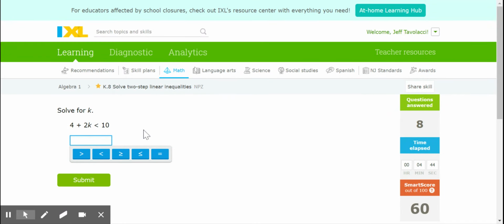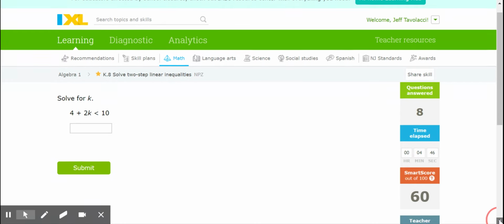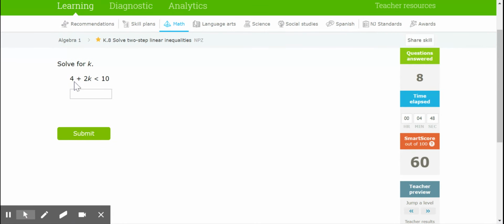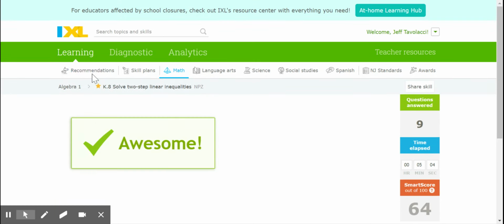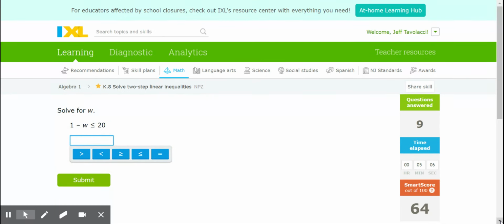Okay, 4 plus 2k is less than 10. Okay, we would subtract 4 from both sides. That gives me 2k is less than 6. Divide 6 by 2, and that's going to give me k is less than 3. Inequality doesn't flip because we were dividing by a positive.